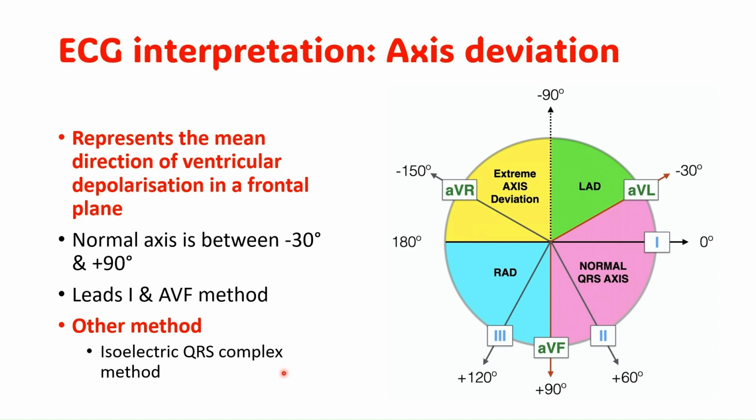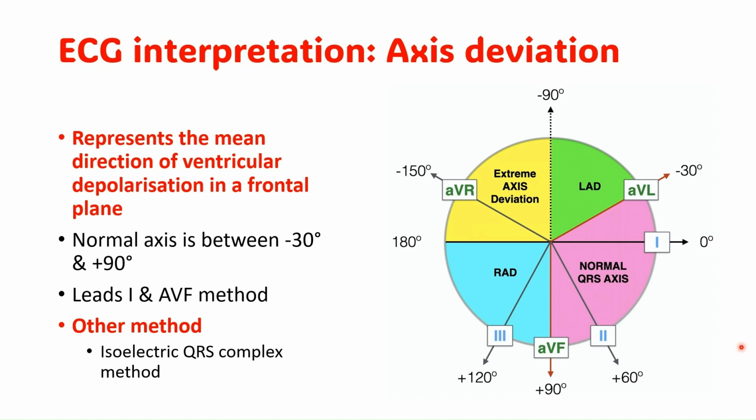So what you want to do is determine the deflection of the QRS complexes. In other words, which way does the R wave of the QRS complex point? Does it point upwards, or does it point downwards? Upwards representing a positive deflection, downwards representing a negative deflection. Okay, so if there's positive deflection in both leads 1 and AVF, that suggests that there's no axis deviation. That's a normal cardiac axis.